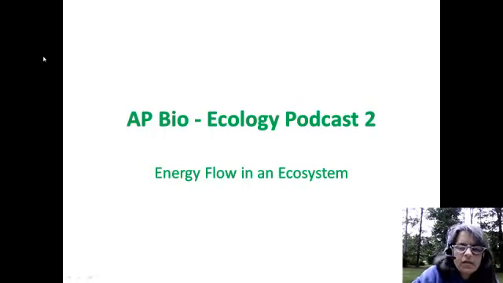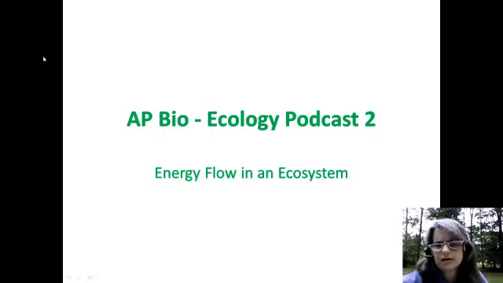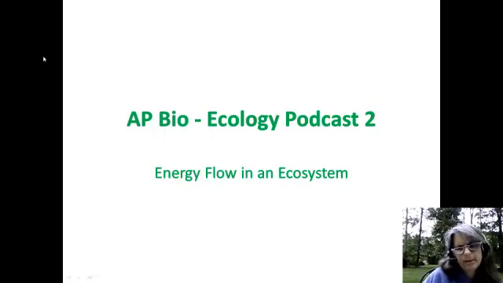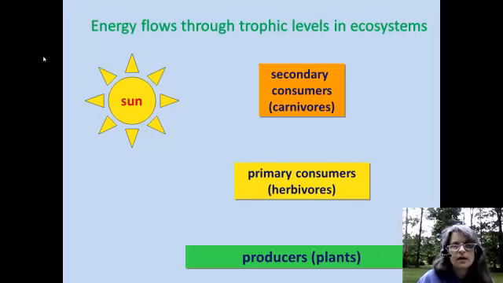All right. The last podcast dealt heavily with nutrient cycling, the reusing of our nutrients, our building blocks for living things. We're built out of these molecules. But this podcast is going to talk about the thing that we can't hold, and that's energy and how it flows through an ecosystem. Okay? So, energy flows through trophic levels in an ecosystem.